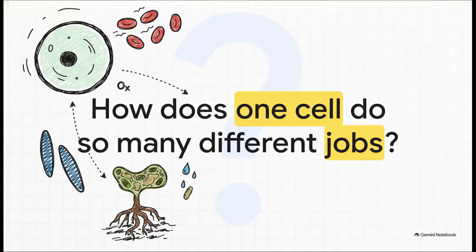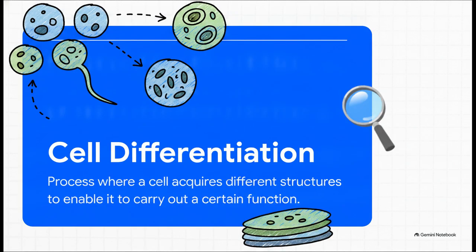So you gotta wonder, how does one basic, totally generic cell end up doing so many completely different jobs? I mean, think about it for a second. Every single one of us starts out incredibly simple. So how do we get this literal microscopic army of different tools, some carrying oxygen through your blood, some contracting your muscles, and others pulling water out of the dark soil? Well, the secret is cell differentiation.